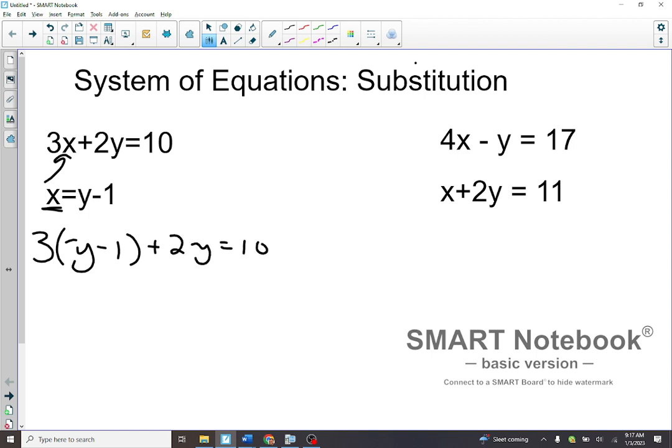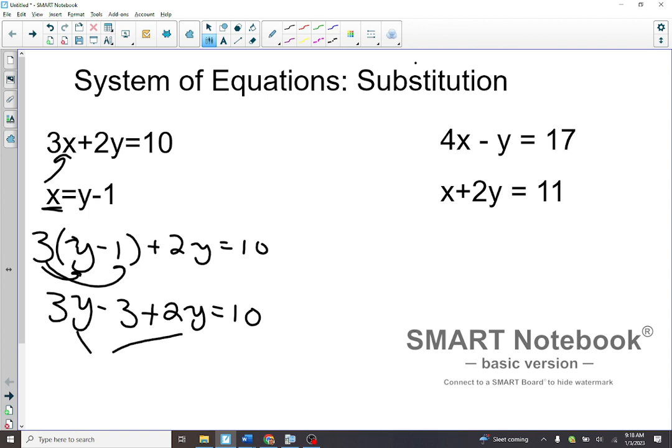Because it's also by itself, you can just easily fill it in. Yeah, so that's why I call this one level 1. You don't even have to do anything. So you distribute. Good. 3y minus 3, my bad, plus 2y equals 10. Combine like terms because they're on the same side. They combine normally. 5y minus 3 equals 10.